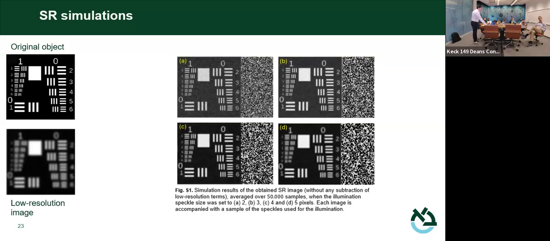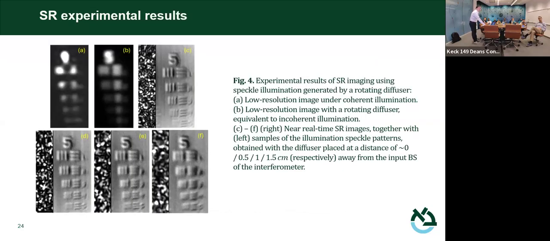These are simulation results, and we also have experimental results. Here again, you see A and B are the coherent and incoherent illumination images obtained in the system. So you cannot resolve anything in these pictures. But when we have our rotating diffuser and the interference, as you can see in C, you're able to resolve almost all of the details. And in D, E, and F, again, we increase the speckle size simply by having free space propagation for the speckle. And as the speckle size increases, the resolution that we obtain decreases, as expected.